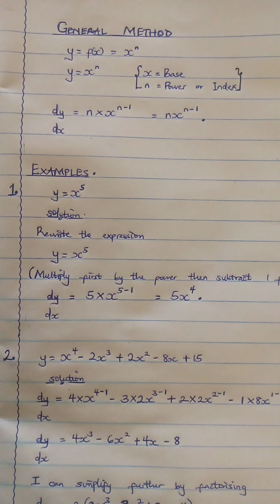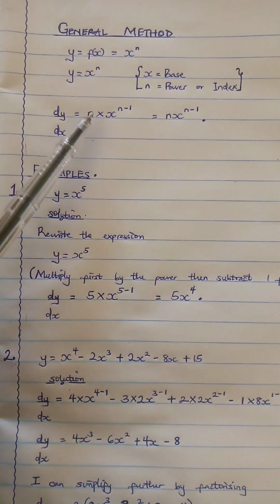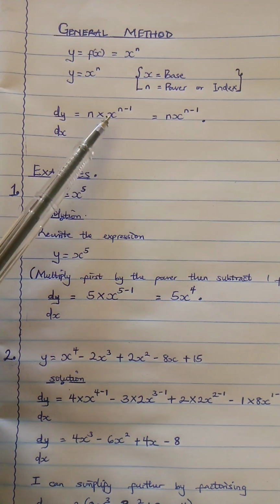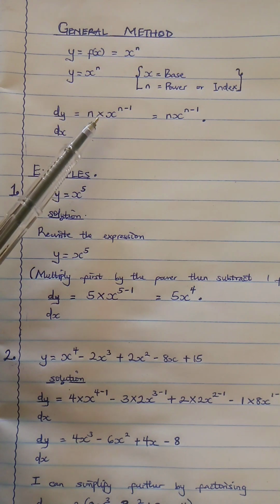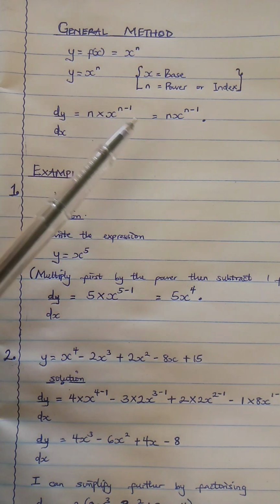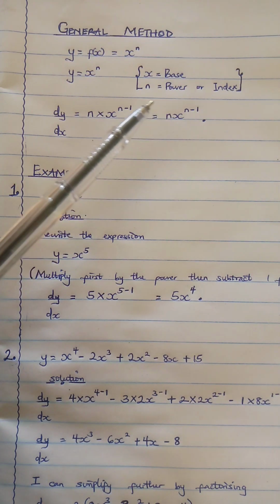Now, if we're to differentiate using the general method, there's an ideology I want us to know. The first thing is to multiply by the power, which is n, then subtract 1 from the power. So let's differentiate. We'll have dy over dx equals n, which is the power, times x raised to power n minus 1. As simple as that. Let's simplify: n times x raised to power n minus 1 gives us nx raised to power n minus 1.